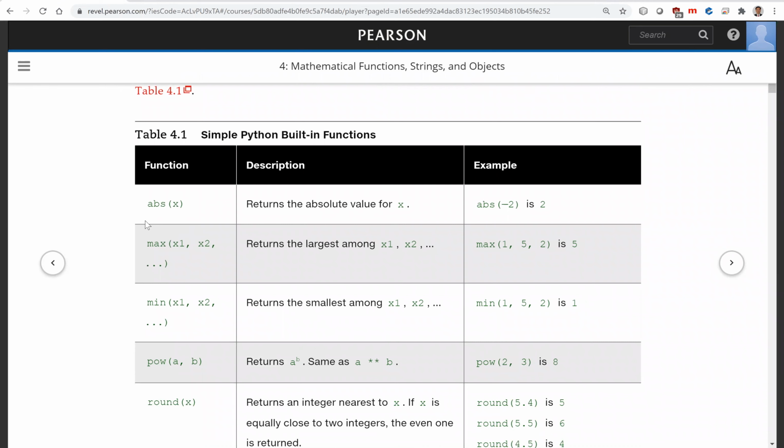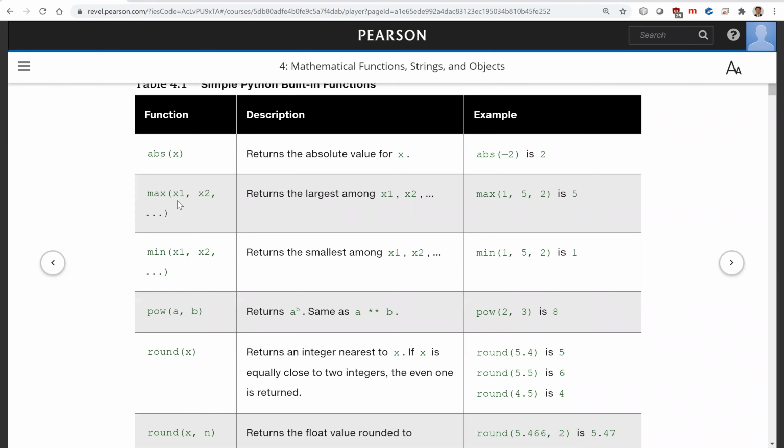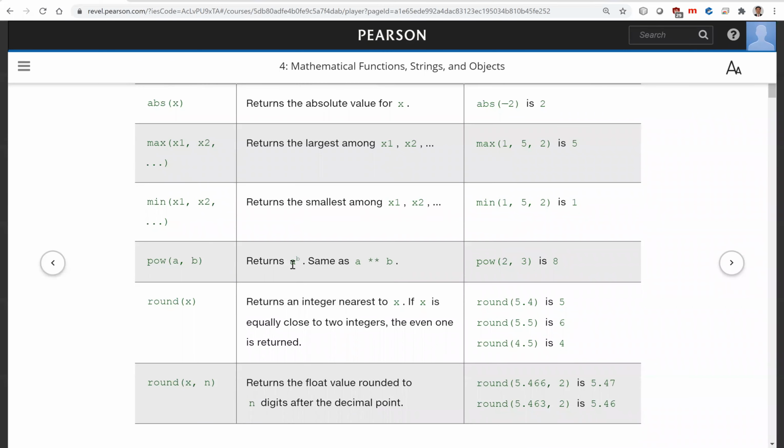abs returns the absolute value of x. max takes a variable number of elements, so you can get the maximum among all these numbers. min gets the minimum of all these numbers. Here max(1, 5, 2) returns 5, and min(1, 5, 2) returns 1. pow(a, b) returns a raised to the power b. It's the same as a with the exponent operator.